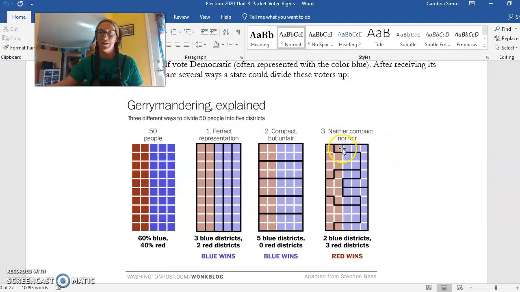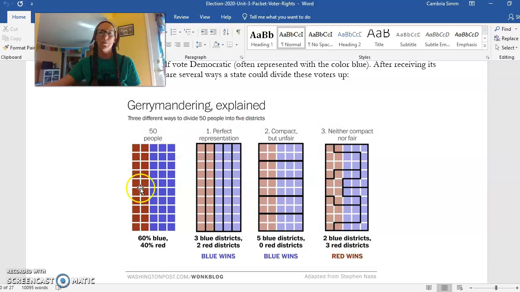Look at these lines, neither fair nor compact. Okay, so you grab a majority of red voters and then you extend your boundary to include just a few blue voters, and that cuts up these blue voters to take away their power so that red wins here. All right, same thing here. You get a majority of red voters and then you reach out to grab just a couple blue voters from each of these what would be other precincts, voting districts, and then red wins. Okay, so then you end up with only 2 blue districts and 3 red districts, and then Republicans can win.